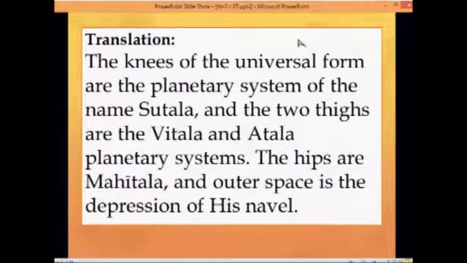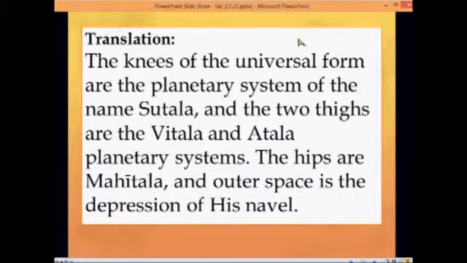In translation, the knees of the universal form are the planetary system of the name Sutala. And the two thighs are the Vitala and Atala planetary system. The hips are the Mahītala, and outer space is the depression of his navel.